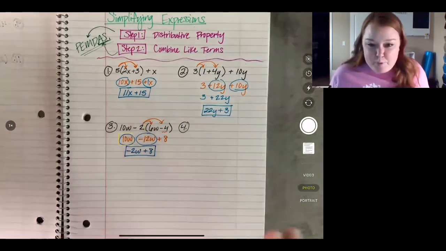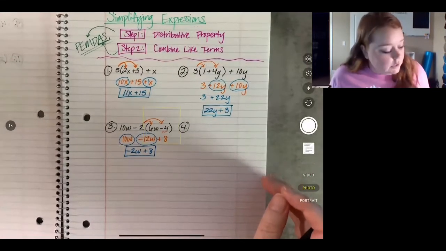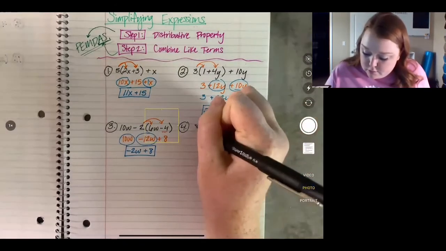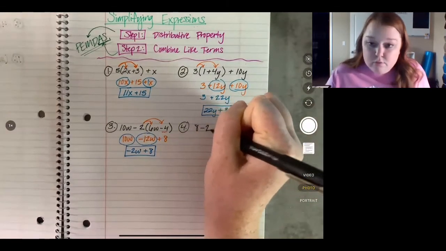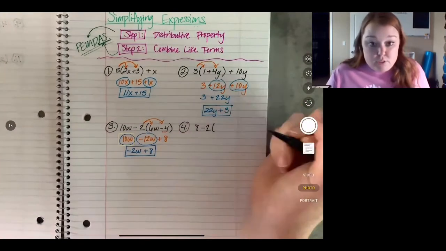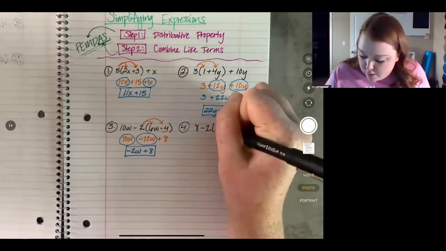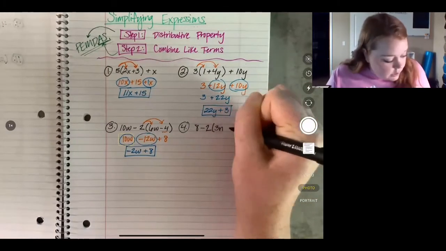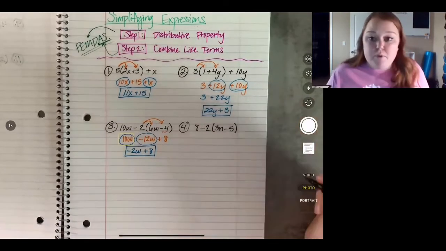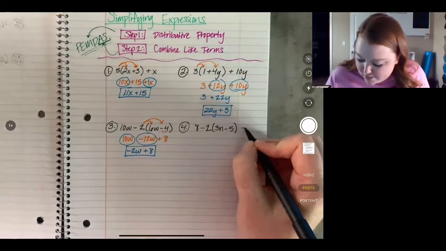Okay, number 4. I'm trying to trick you here. Let's make sure you don't get tricked. 8 minus 2. That 2 is right next to a set of parentheses. Inside your parentheses, you have 3n minus 5, end your parentheses. And then you're going to subtract n.